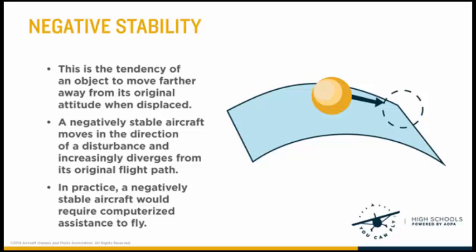Negative stability is a tendency of an object to move farther away from its original attitude when displaced. So again, for example, an airplane in straight level flight, a pilot pulls back sharply, causing the airplane to pitch upwards, then releases the controls. A negatively stable airplane will continue to pitch up at ever-increasing angles, never making any motion back toward its original orientation. So in practice, negatively stable airplanes are uncontrollable by pilot input alone.